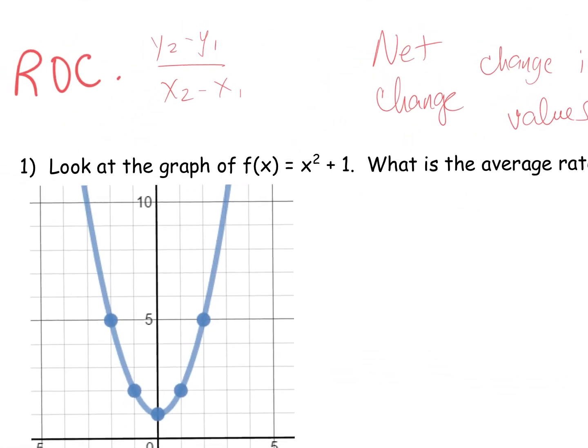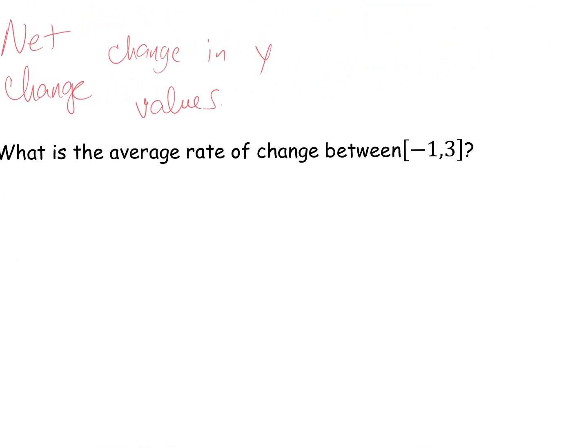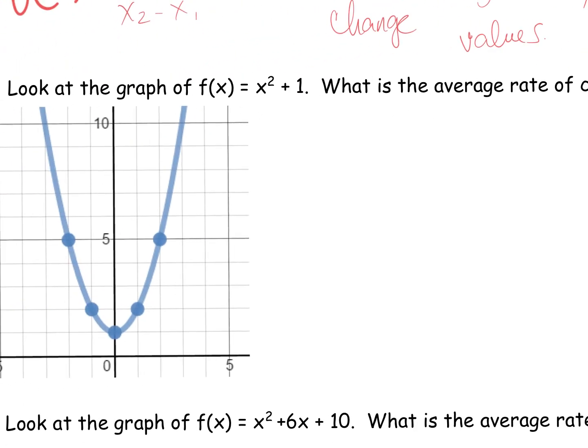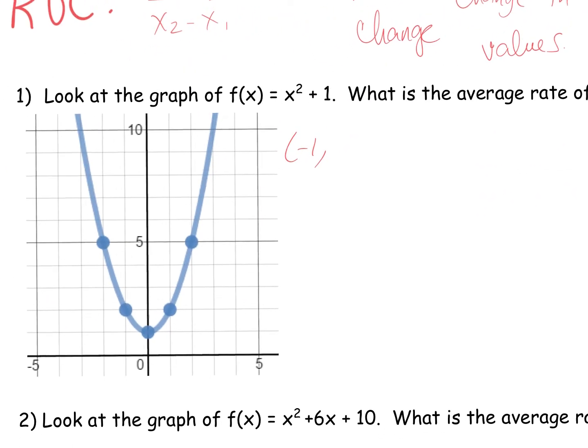But in a case like number 1, it says look at the graph of x squared plus 1. What is the average rate of change between, guys, this is an interval. That's not an ordered pair. That's the interval where x equals -1 and where x equals 3. Notice there's brackets on that. What do the brackets mean? It's included. So when you're given information like this and it says what's the average rate of change, what are the 2 points that you're looking at? I'm looking at where x is -1 and where x is 3.